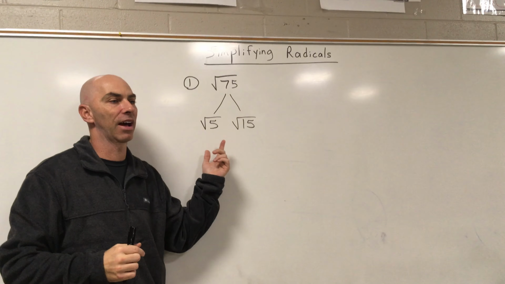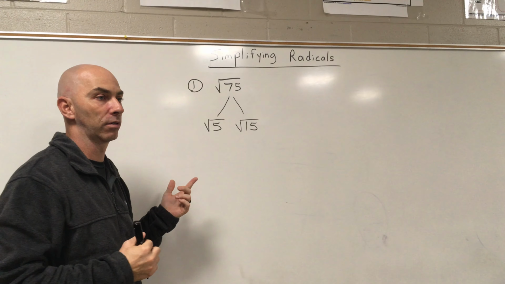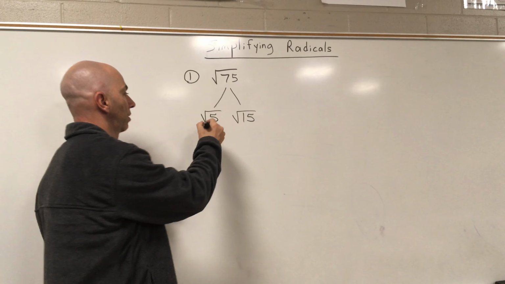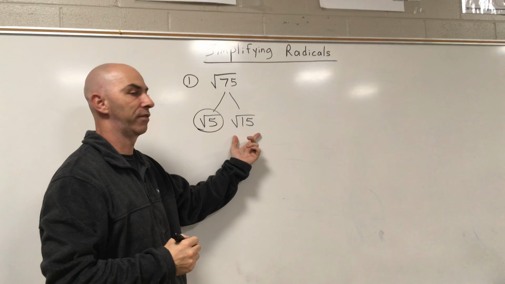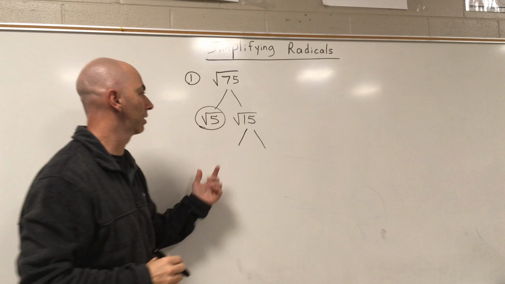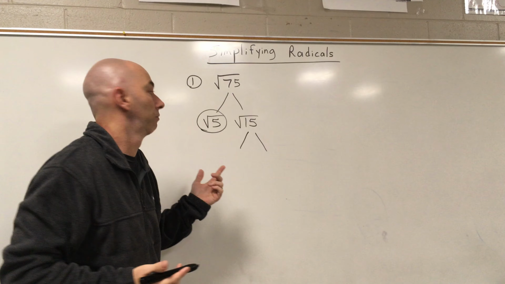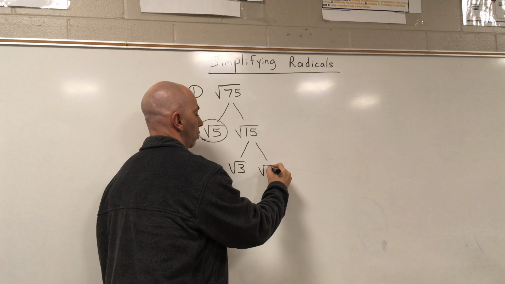Can 5 simplify at all? Is it a prime number? 5 is a prime number. So circle it. We're done with that side of the tree. Now, 15 can simplify to what? 3 and 5. So the square root of 3 and the square root of 5.